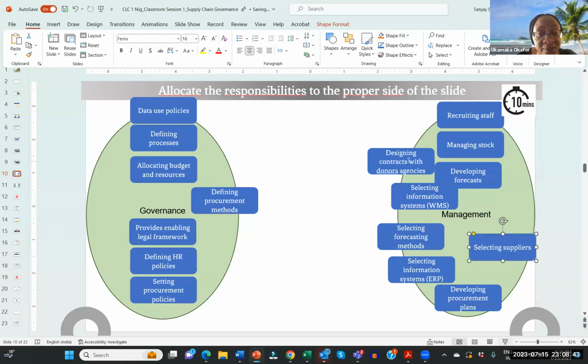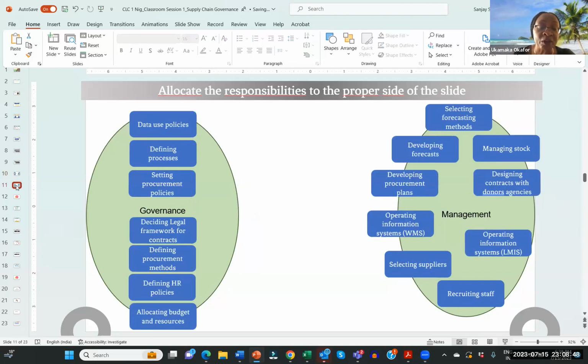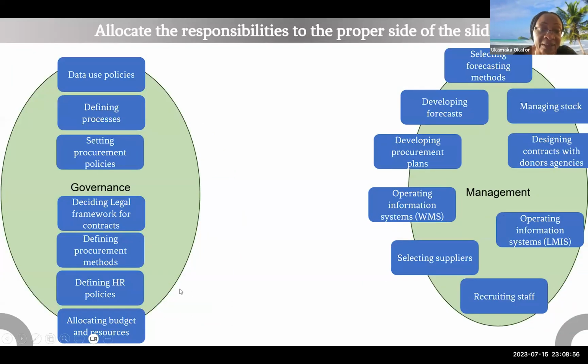I noted that was not correct because defining procurement methods is something like a drug revolving fund. The federal government defines that one. Defining means they are making a policy, and it's a method like the drug revolving fund. But when you are talking about developing the plan to execute that DRF, it becomes management. So defining the method is governance, while developing the plan is management. I hope you are okay with that. But every other thing is correct.